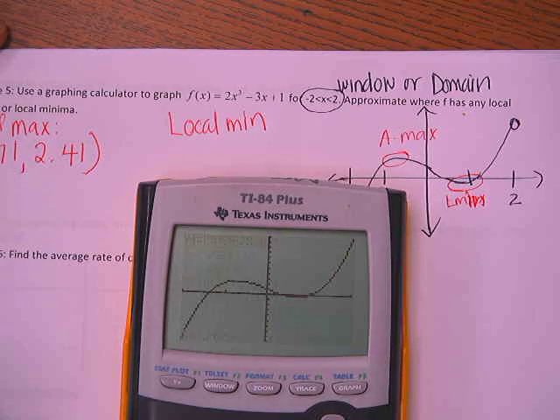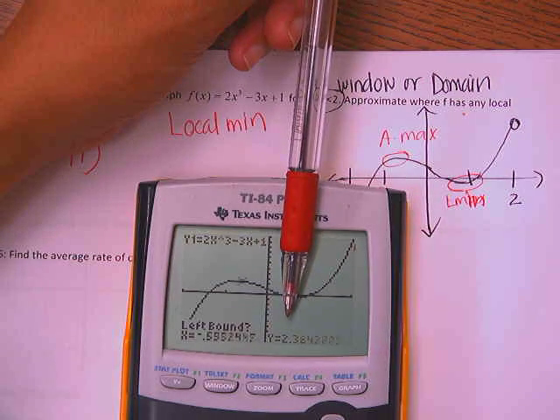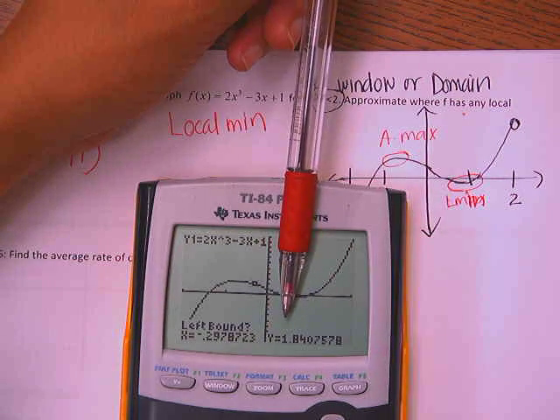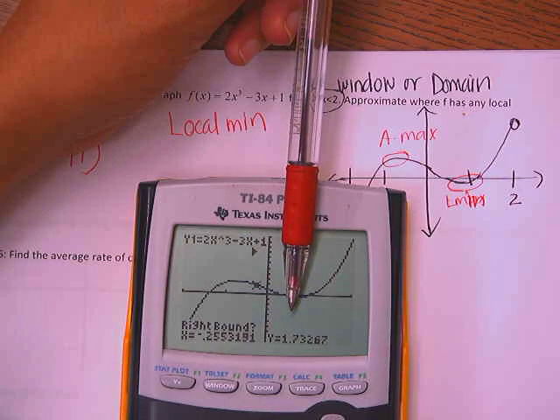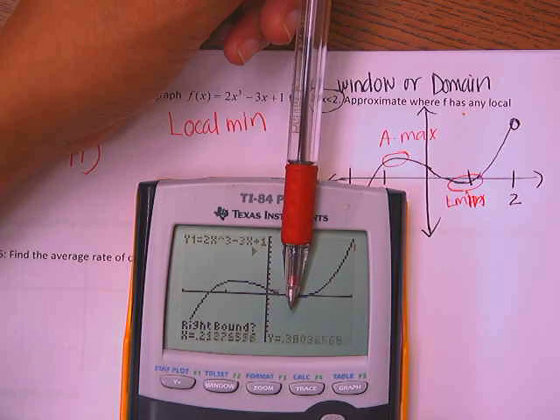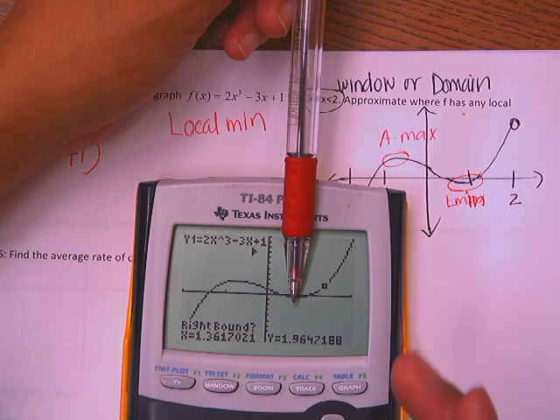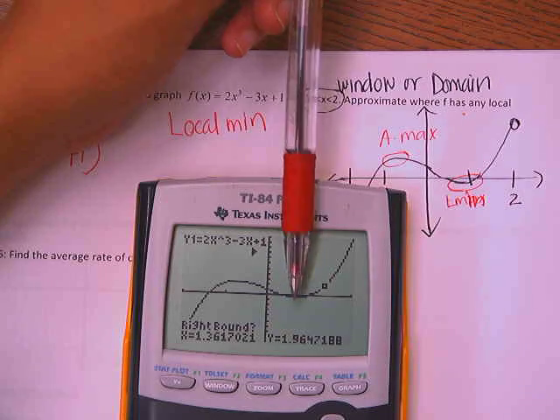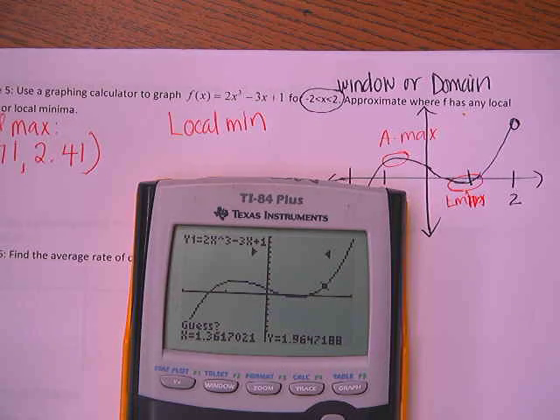Hit enter. And remember, I want to trace this. So left bound is really somewhere on the left-hand side of this. So that looks like a good left location. And right bound is going to be somewhere over here, as long as you're on the right-hand side. Okay, enter. And it said, hey, do you want me to guess? I do want you to guess.